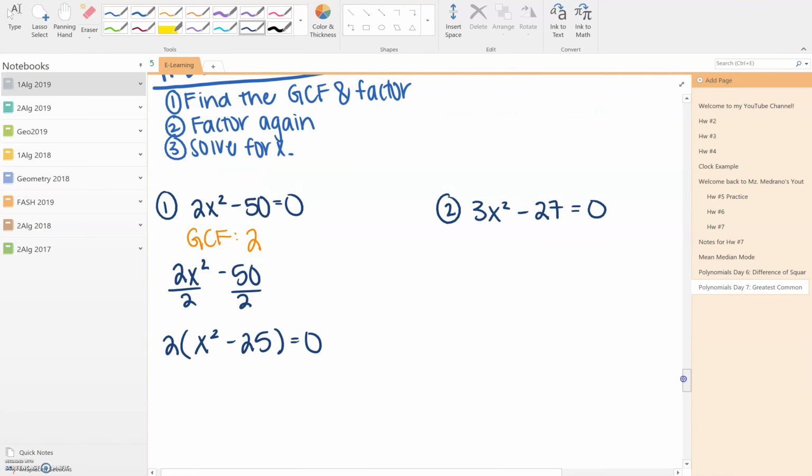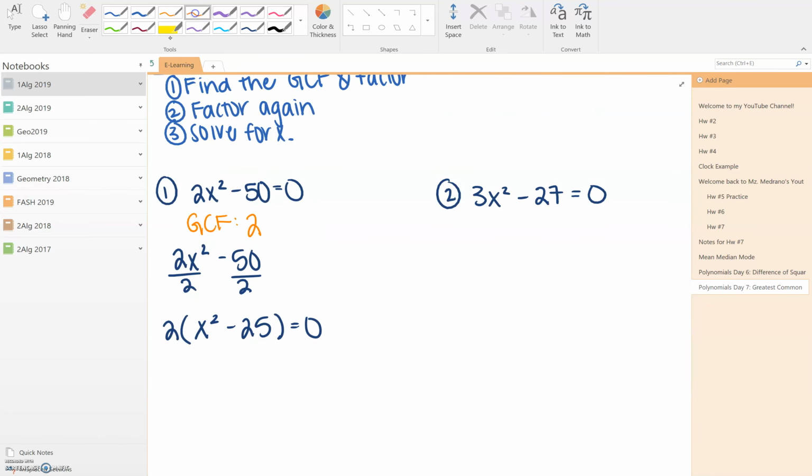Now, the instructions tell me to factor again, and if I look inside my parentheses, this is difference of squares. That's what our last video was on. So I'm going to go ahead and factor that. So that becomes 2. Now, inside my parentheses, I'm going to write x minus 5 and x plus 5 because that's following the structure of the difference of squares.